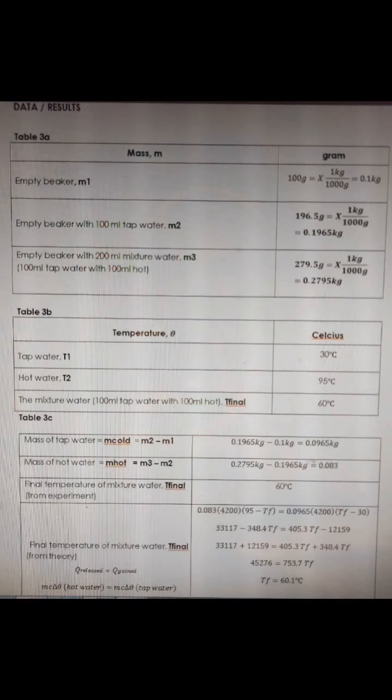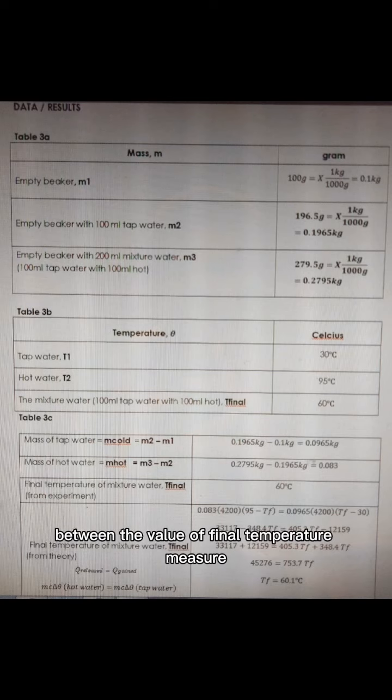By experiment, the final temperature measured is degrees Celsius. Now, let's calculate the final temperature theoretically, that is, by using the thermal equilibrium equation. mH, the mass of hot water, and mC, the mass of cool water, can be calculated from the measured values.